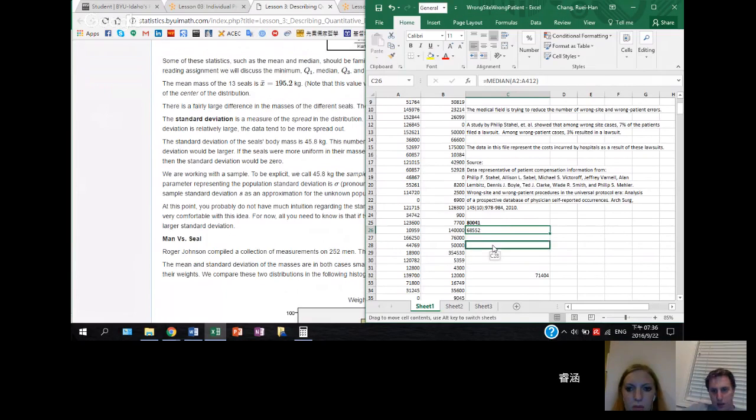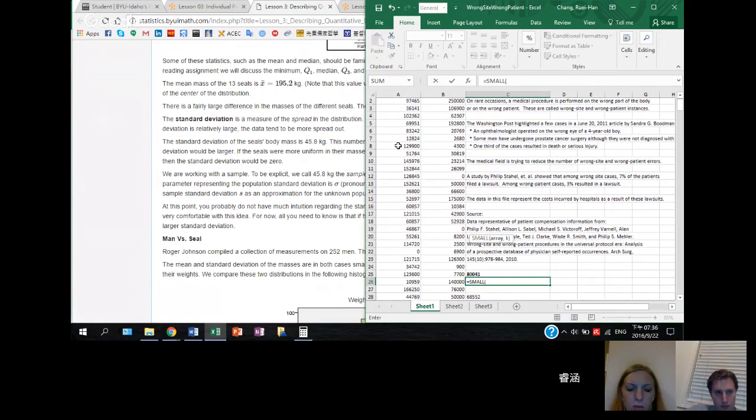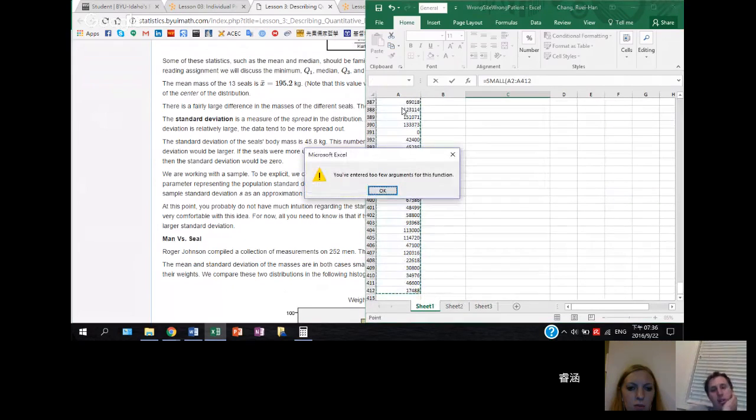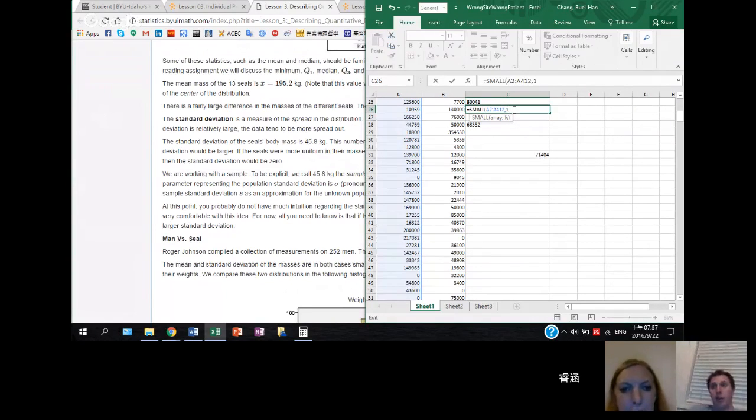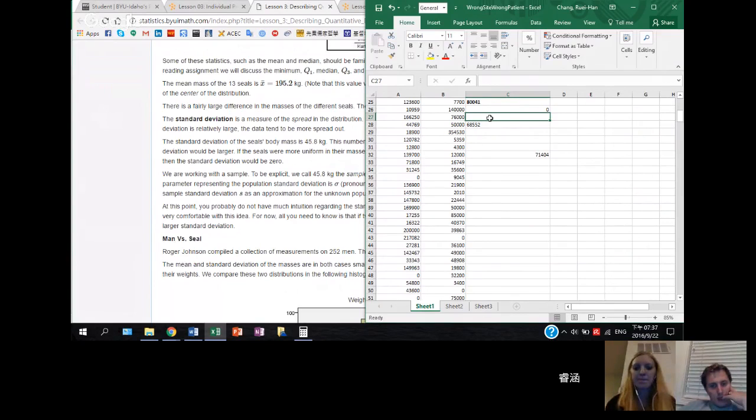Not necessary. I got this. So what I'm going to do right now is type out all the formulas for everything. So we got the small, that's for the minimum, and it will be this data right here. Since we know the middle for the wrong patient data is the 1882, and we know the minimum is 0, this one should be this thing plus this thing divided by 2. It should be the median plus the minimum divided by 2.